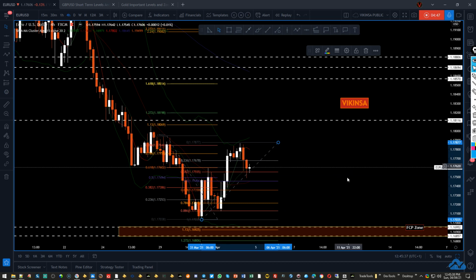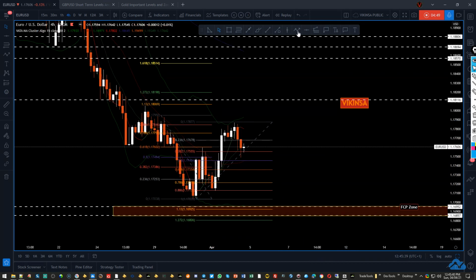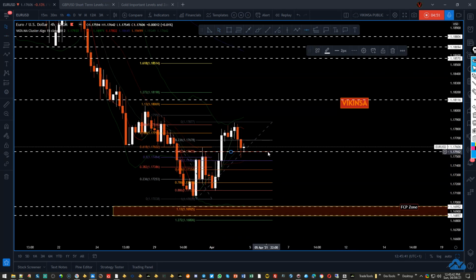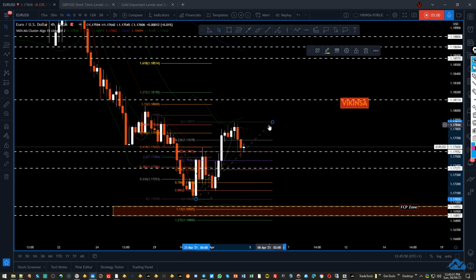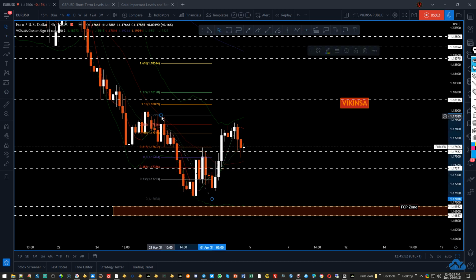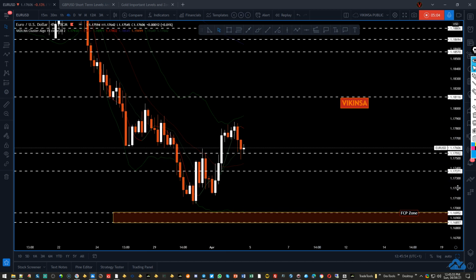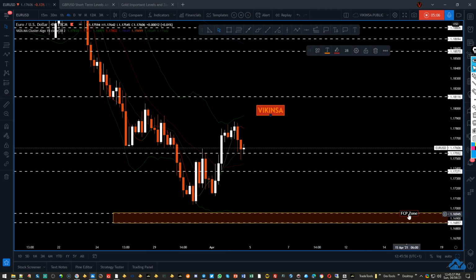This FCP zone is still valid, but let me give you a few minor levels which can be very, very good. So this level is also very good right there. Okay, so these are very good levels which can act as support and resistance if you want to treat them like that.